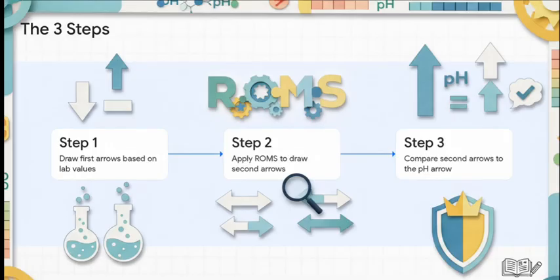There are exactly 3 steps we're going to use for every single case today. Step 1, you draw your first arrows based purely on the raw lab values. So are they high, low, or normal? Step 2, this is where the magic happens. You apply the ROMS rule to draw your second arrows. And step 3, you simply compare your second arrows to whatever direction the pH arrow is pointing. Whichever one matches, that's your diagnosis. It really is that straightforward.